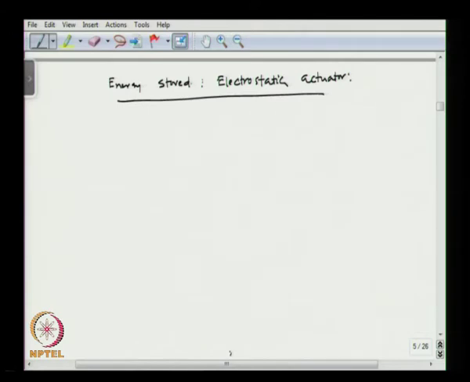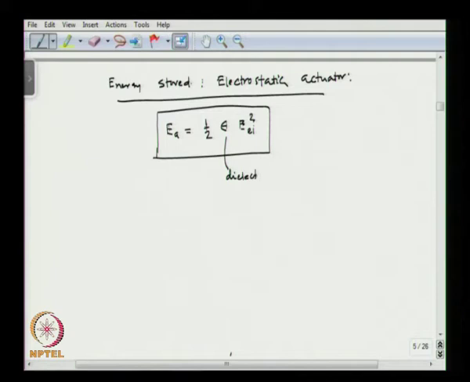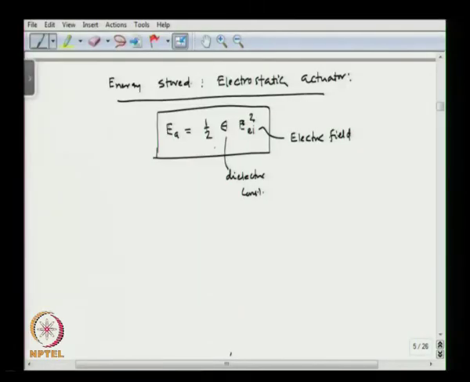So, for the electrostatic actuator, the energy is given by half into epsilon into the square of the electric field. Okay. So, this is the dielectric constant, this is the electric field. So, when you are talking about electrostatic actuator, we are talking about the energy stored between the two parallel plates of the electrostatic actuators, and here in this case, the expression is given by half into epsilon into electric field square. So, epsilon is the dielectric constant of the medium between the two parallel plates, and this is the electric field. Okay.